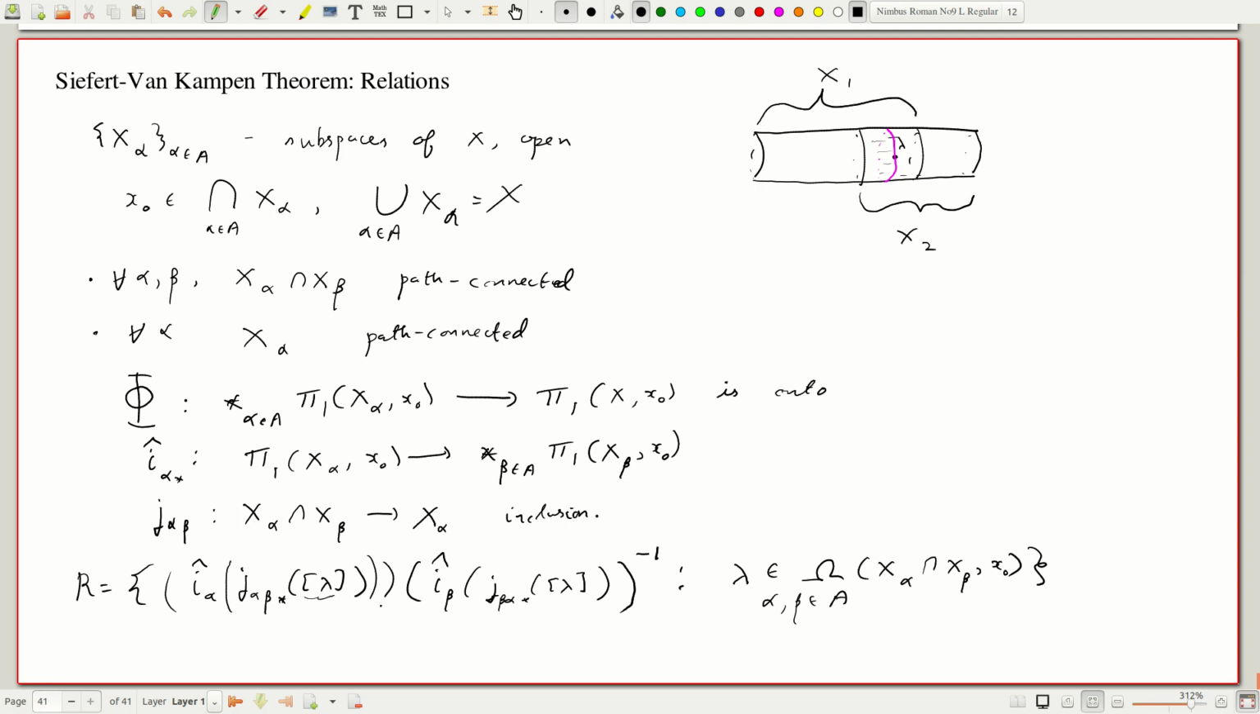So if I take the inverse of the second one, then any element in R is going to be trivial. So the whole thing is an element in the free product over alpha in A of pi 1 of x alpha, x0. Okay, so both of these are elements in the free product, and the element in the free product has to be trivial. So that means we can say N, it's often written like this, is the normal subgroup generated by R.